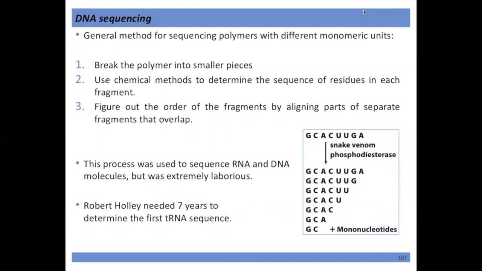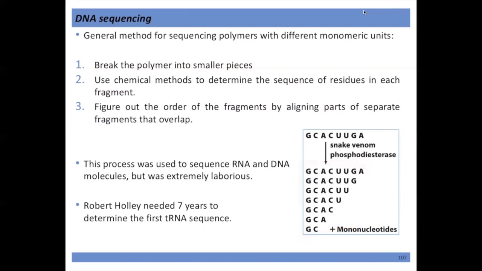And so one of the first ones, Robert Holley, took him 7 years to sequence a tRNA. And what they did was they took a snake venom phosphodiesterase. This is an enzyme that cleaves nucleotides. Not randomly, but it'll chop off nucleotides kind of one at a time. And so they let it run for a certain amount of time. So they end up with a bunch of sequences there.